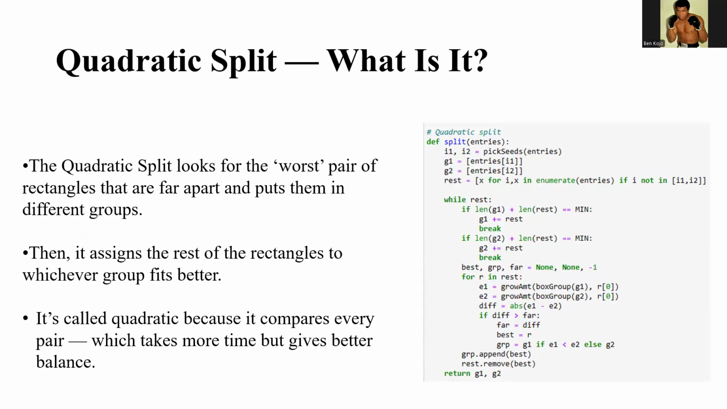So the quadratic split that I mentioned, what is it? The quadratic split looks for the worst pair of rectangles that are far apart and puts them in different groups. Then it assigns the rest of the rectangles to whichever group fits better. This is called quadratic because it compares every pair, which takes more time but gives a better balance. This is the code that I implemented for the quadratic split, on the right.